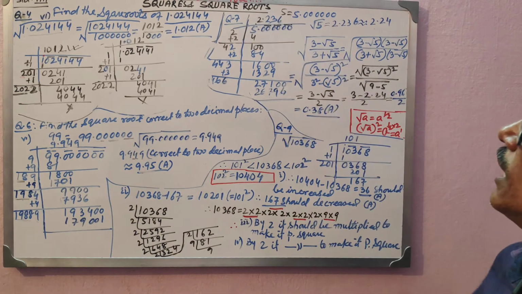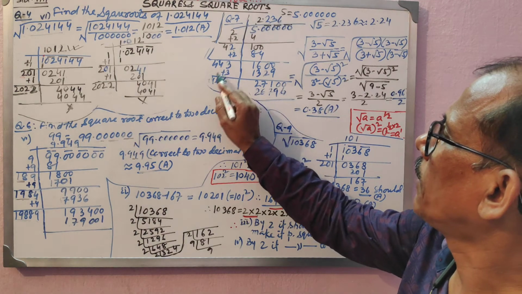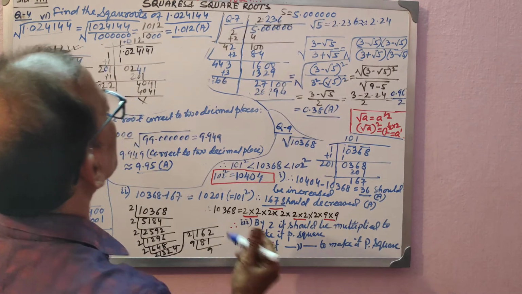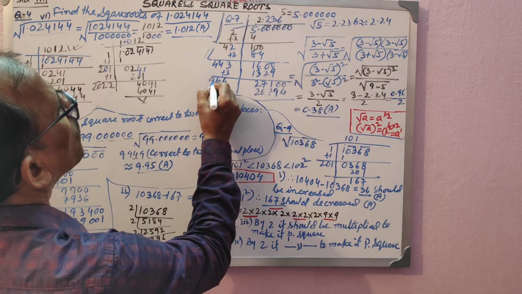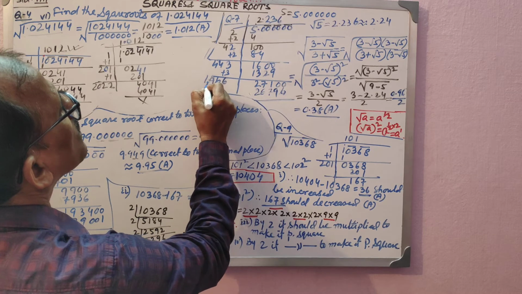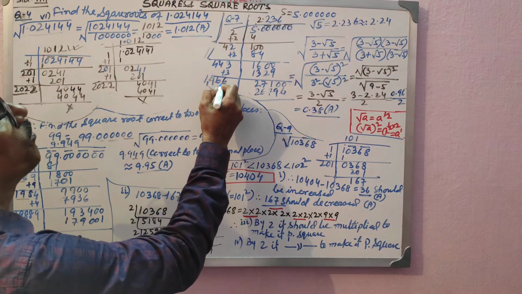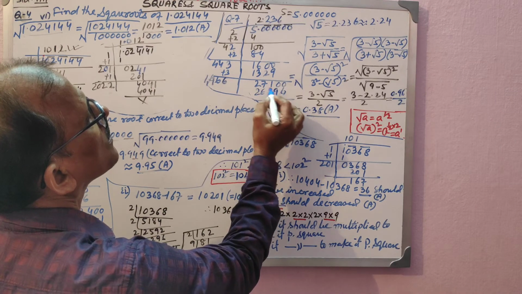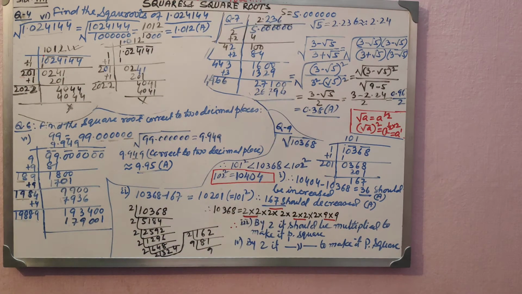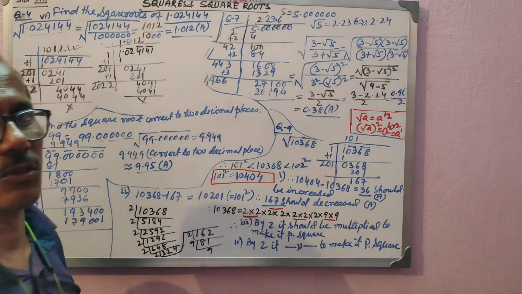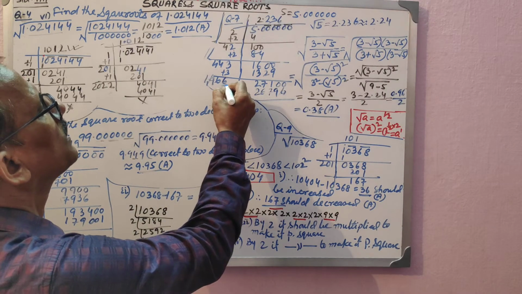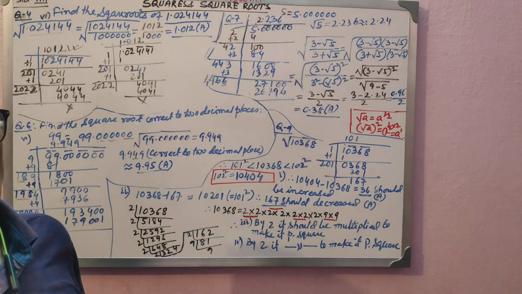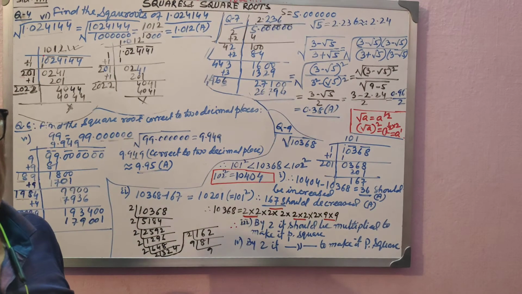Next 0 came down, and the number becomes 446. What will you put? 446 was the number. Now if you multiply by 6, it will become 26796, which is near to 27100, not exceeding 27100. So 6 will be the digit here, 6 will be the digit in the quotient.